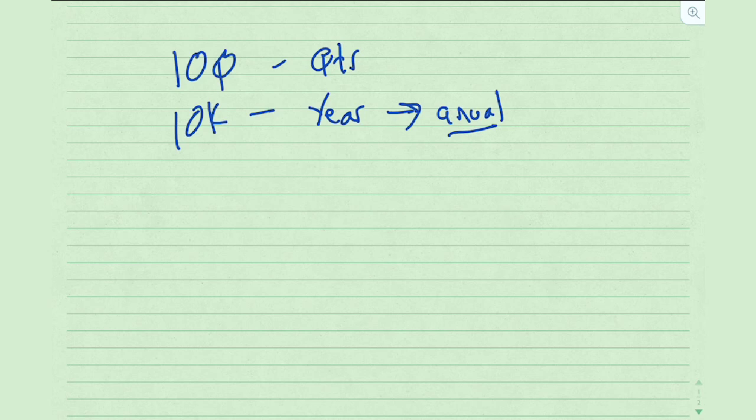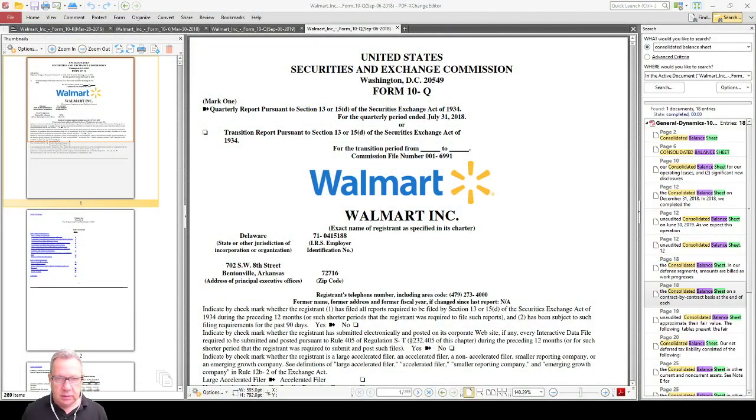And what you're trying to do is get what's known as the LTM, which stands for the last 12 months. That's always your goal, to get 12 months of data, but the latest 12 months. So for example, Walmart just finished their Q.